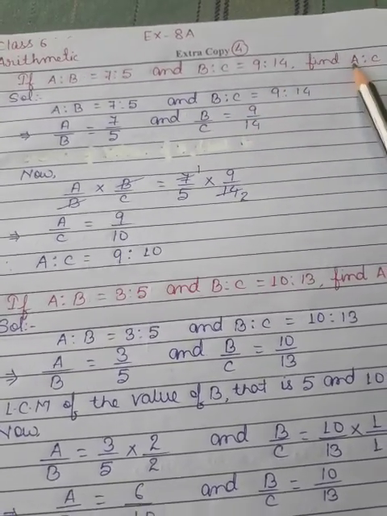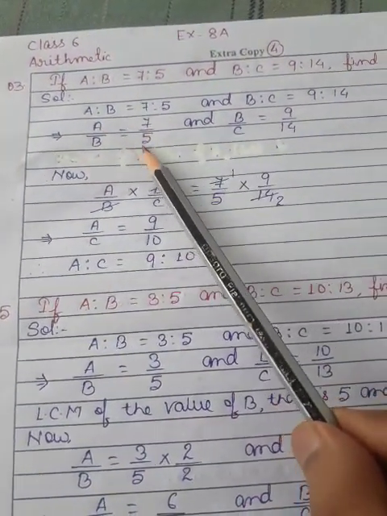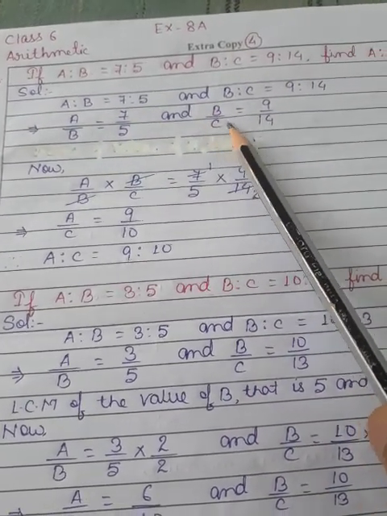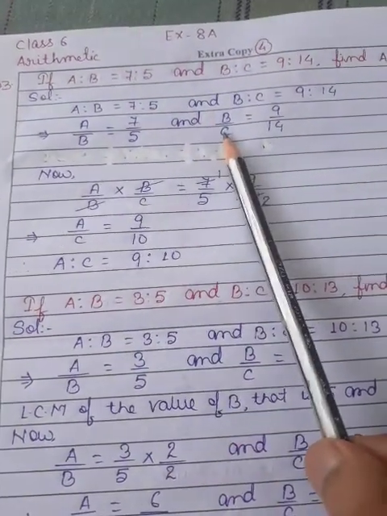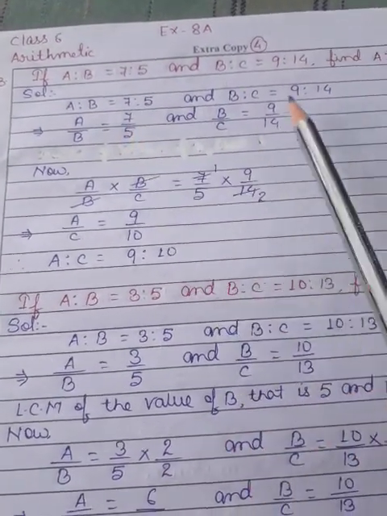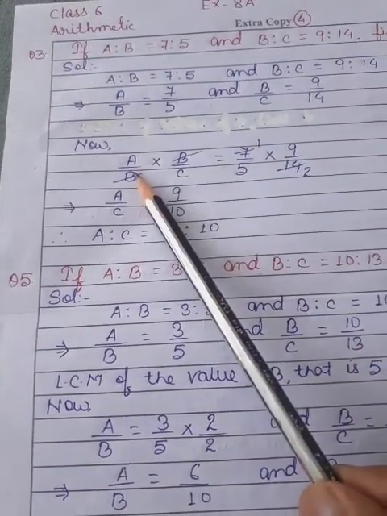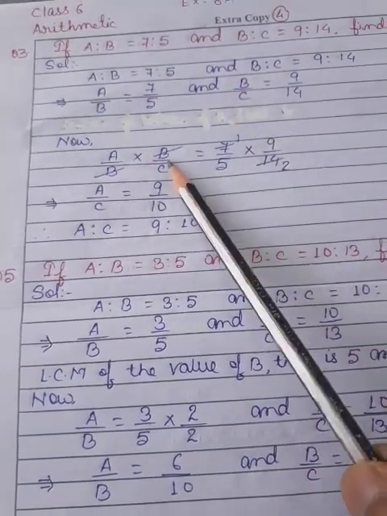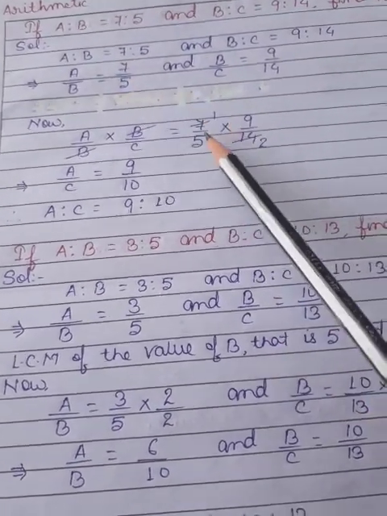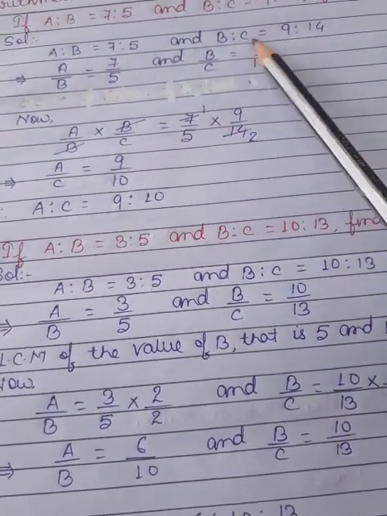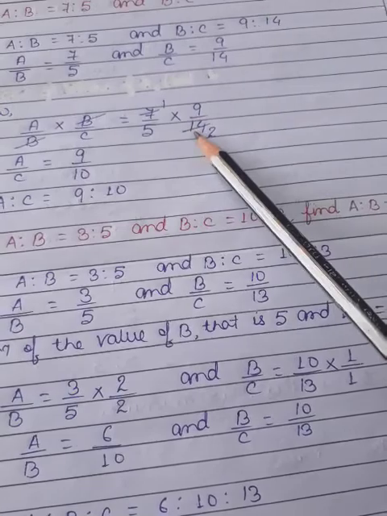Now we have to find A ratio C. So what will we do? See, this is the left hand side and this is the right hand side. Once again, this is left hand side and this is right hand side. We will multiply left hand side with left hand side, and right hand side with right hand side. So on the left A by B multiplied by B by C, equal to 7 by 5 multiplied by 9 by 14.